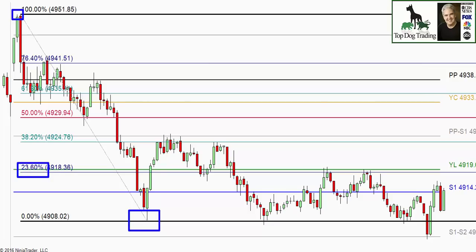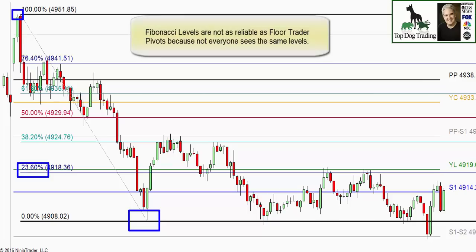23.6%, 38, 50, etc. Now, Fibonacci levels are also great because, again, a lot of people use them. However, they are not as reliable as floor trader pivots. Why? Because while floor trader pivots are solid numbers for the day, and they're going to be that for everybody. Everybody has the same numbers, as I mentioned. Fibonacci levels are not going to be the same for everybody. Why? Because it depends on which highs and lows they use for drawing the Fibonacci retracements.